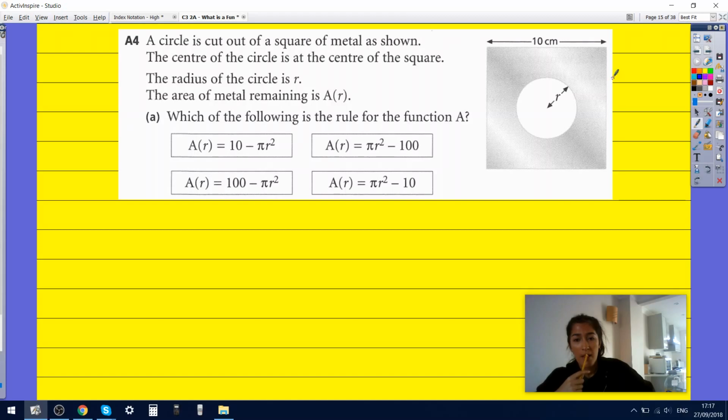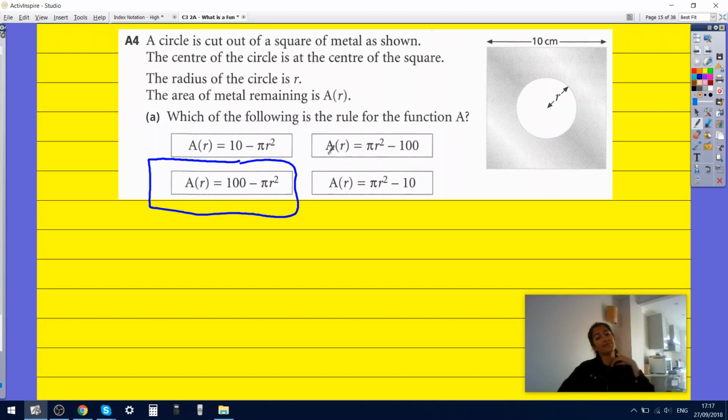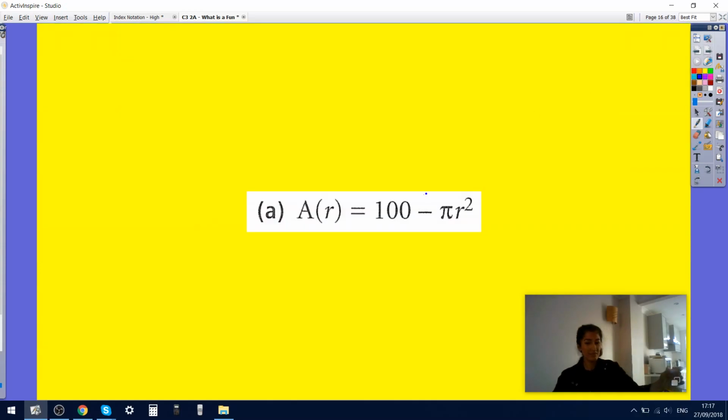So to find the grey bit, find out the rest of it. So what would be the total area of everything? 100. Okay. So if you took away 100 from the area of a circle, you'd get the rest of it. I think you'd get a negative number. Okay. So minus pi r squared then. Yeah, 100 minus pi r squared. That's it. Okay. 100 minus pi r squared.